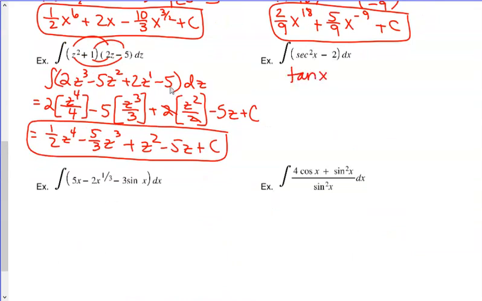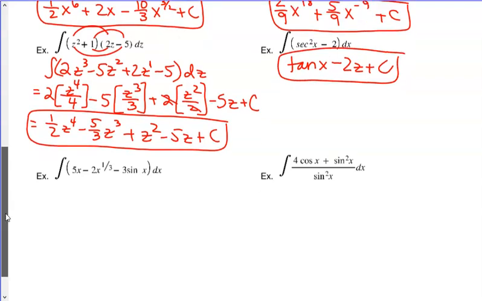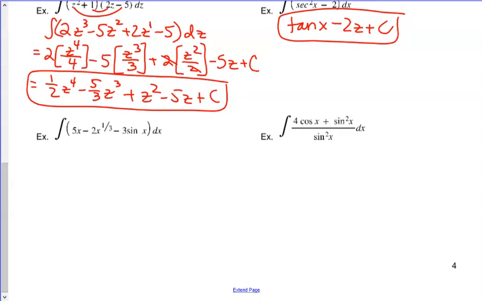This is a constant just like that minus 5. When I integrate, gives me a 2z. And don't forget about your plus c, and that's all we have to do on that one. Nothing to worry about on that. That one's pretty simple. All right, let's try this one.